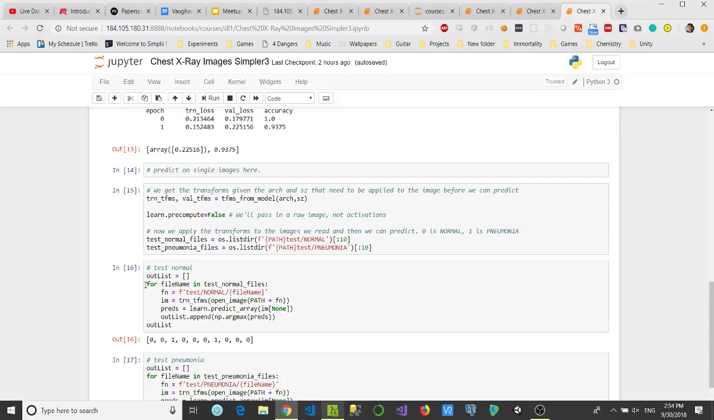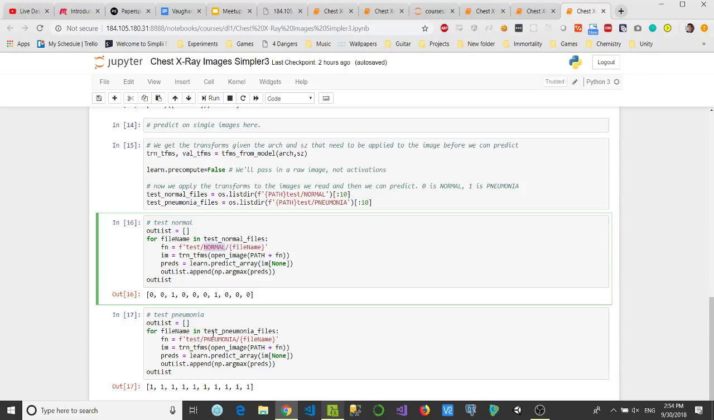But then, I'll finish up with this piece quickly. I just wrote a quick loop here. All it's doing is grabbing some normal images and some images with pneumonia and predicting on them, where 0 is normal and 1 is pneumonia. You can see it got a couple of the normal ones wrong, and with pneumonia, it got none of them wrong. Honestly, that's probably best for us, because we'd rather sometimes misdiagnose somebody than miss people who have a sickness and tell them they're okay, right?